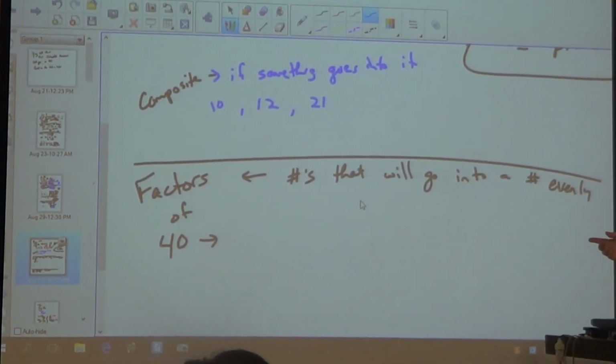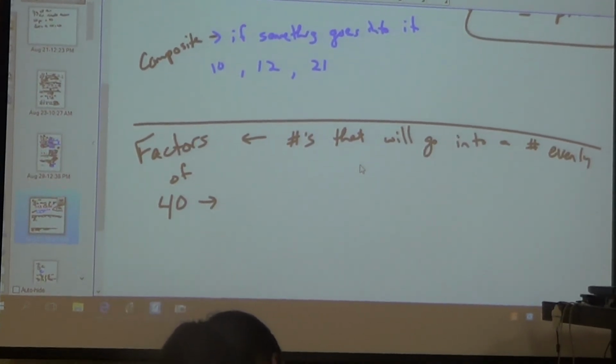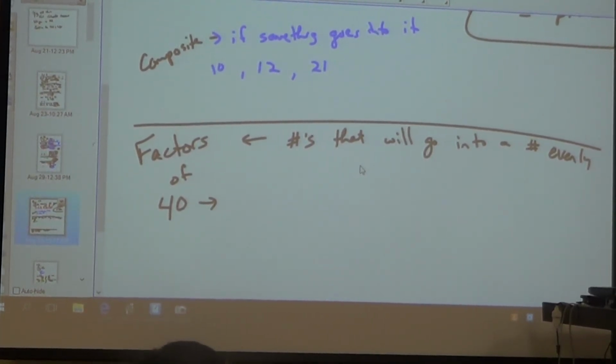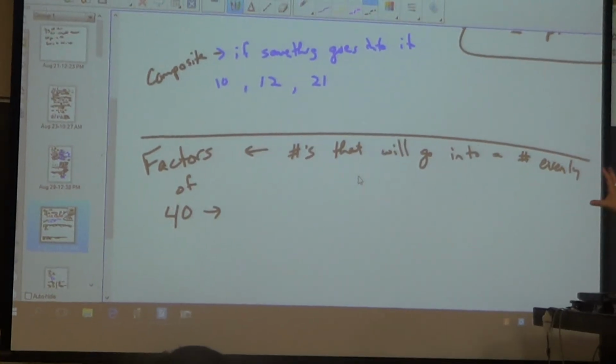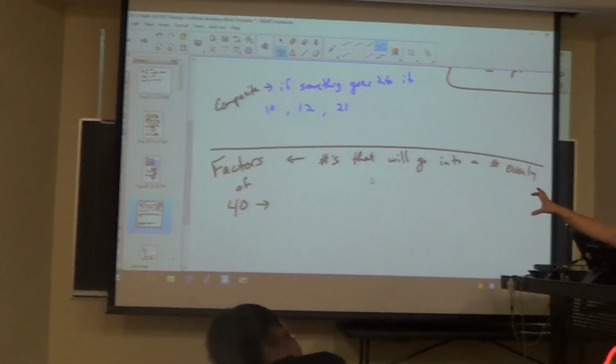This one's not that bad, but what if I said, give me the factors of 300? You're likely to leave something out. So you've got to be systematic when you do your factors.